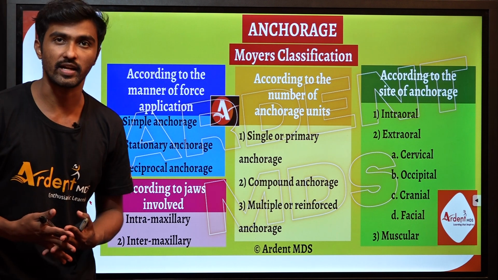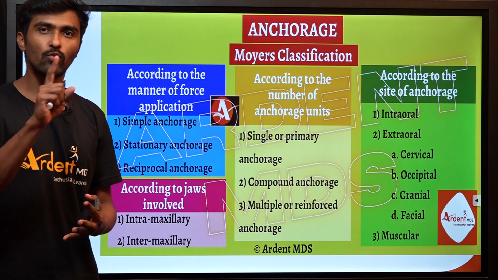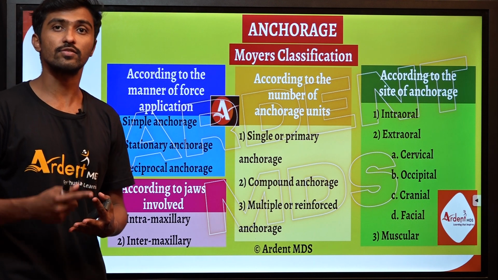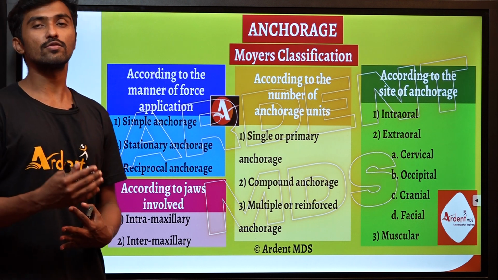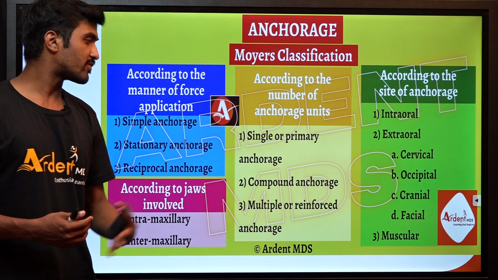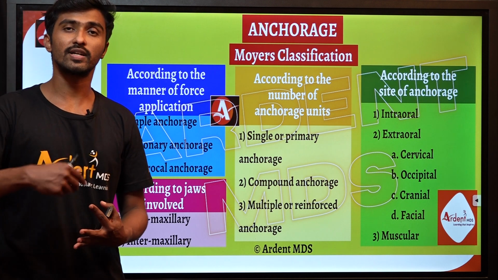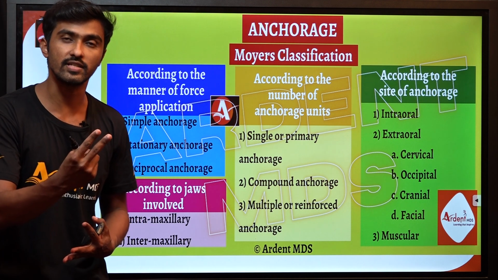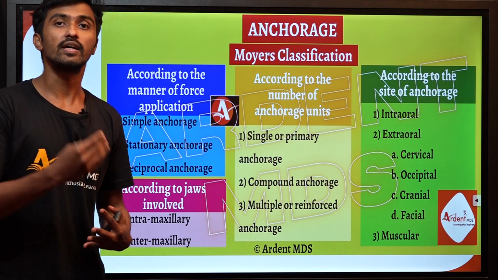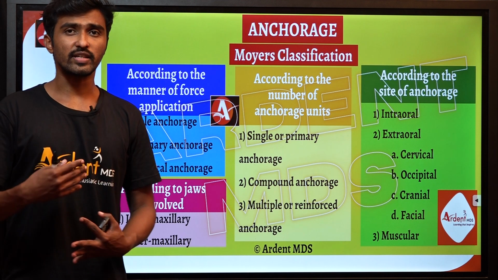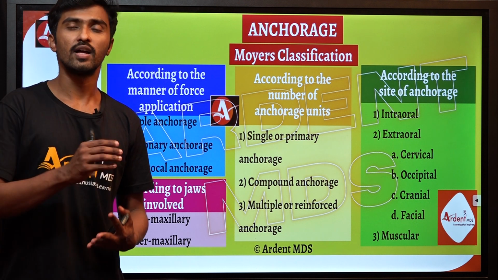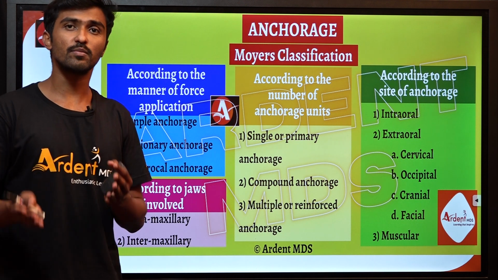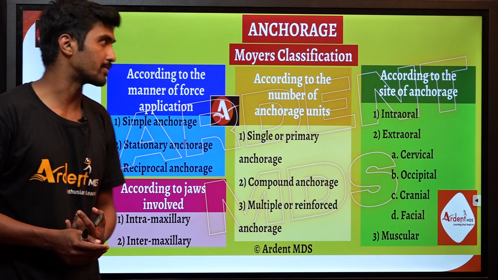multiple or reinforced anchorage. Single is nothing but when only one tooth is used as an anchor, it is called primary or single anchorage. When more than one tooth is used, it is a compound anchorage, and in case of multiple or reinforced, when more than two different sources of anchor unit are used, it is multiple or reinforced anchorage. Examples for reinforced anchorage may be an inclined plane or its modification called swept by plane, or transpalatal arch, or it can also be a temporary anchorage device as well.